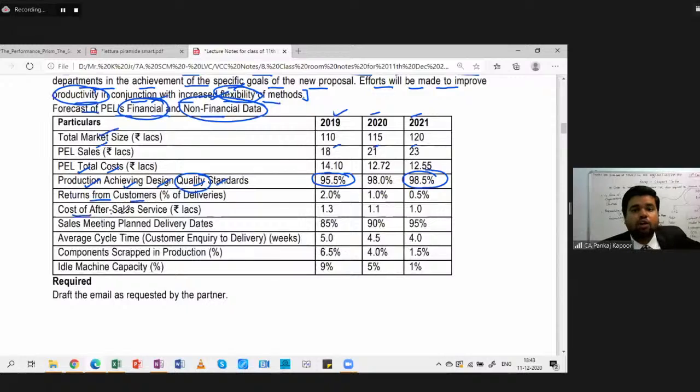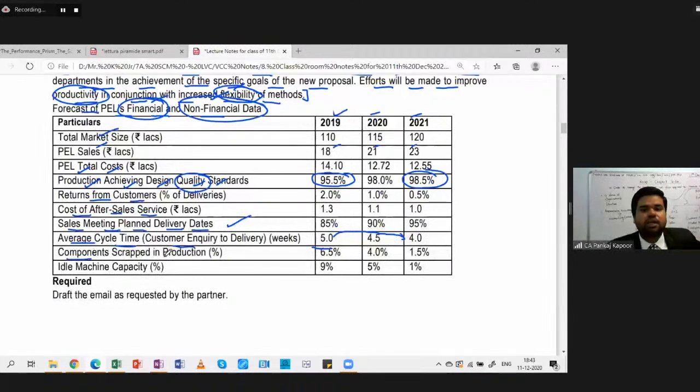Further, the cost of after sales services. Then the sales meeting planned delivery date. What does it mean? That is nothing but related to your delivery, how good you are in delivering the product. Okay. Further, average cycle time. This data is also given to you. You need to reduce it, and it has actually reduced from 5 to 4 weeks.